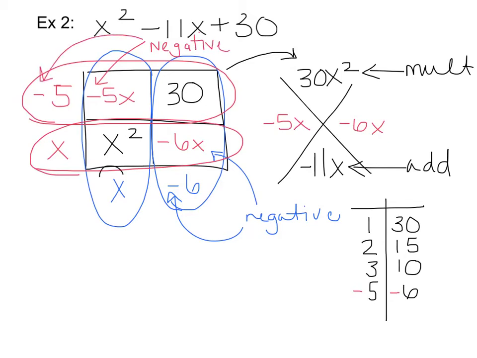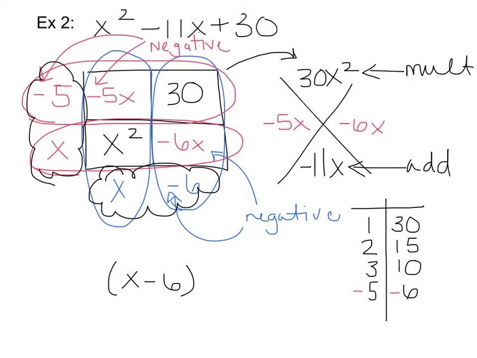So remember, the numbers that are now on the outside of your box are your answers. So you write x minus 6 in one parenthesis. The other one is x minus 5. So remember, you always start with your x. Some of you guys might be tempted to write minus 5 plus x. It does mean the same thing. We just normally write our x terms first.